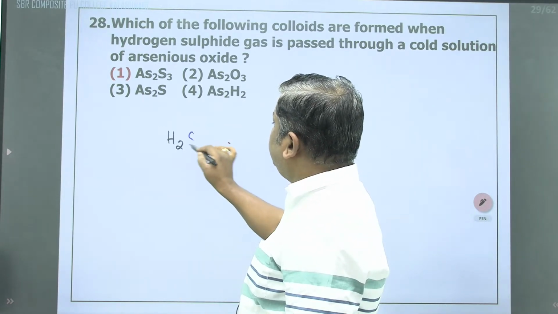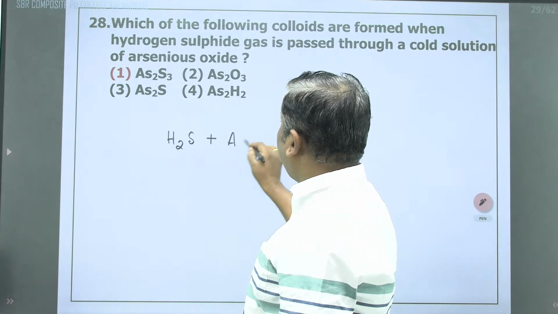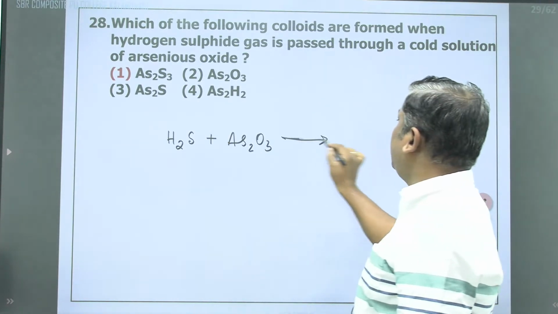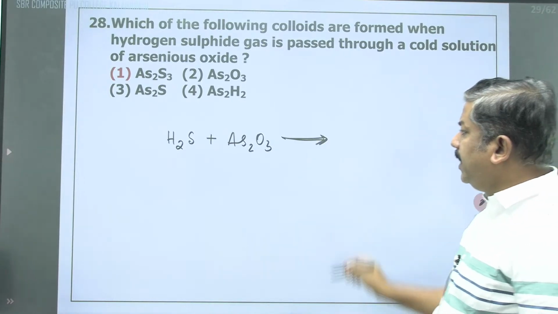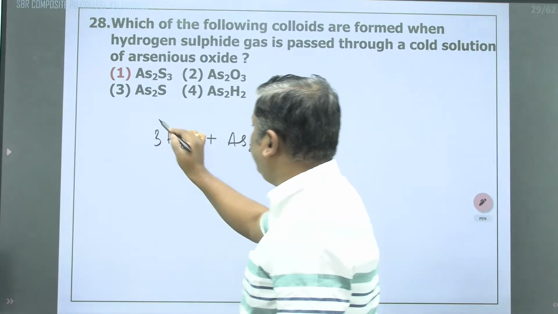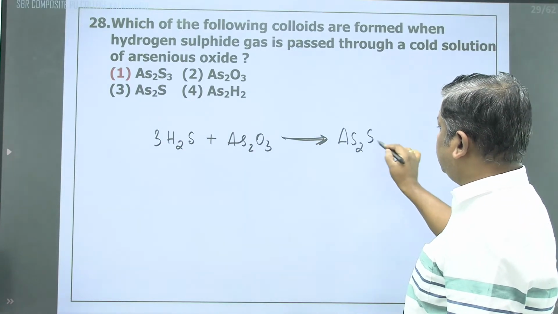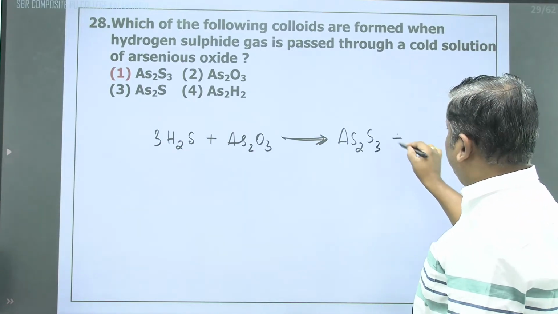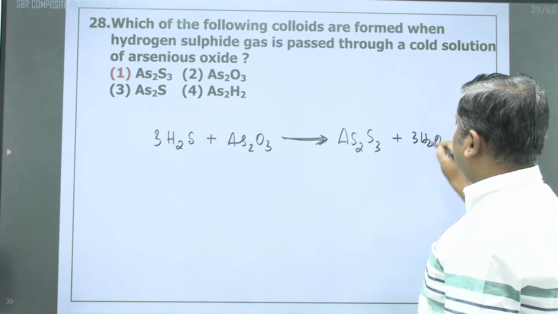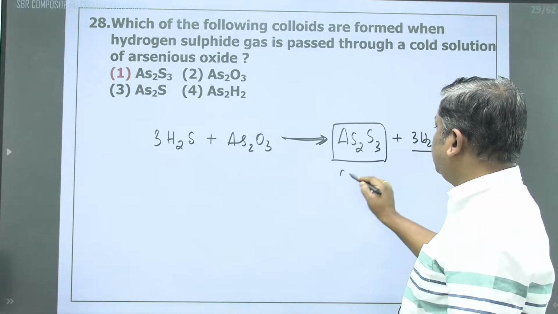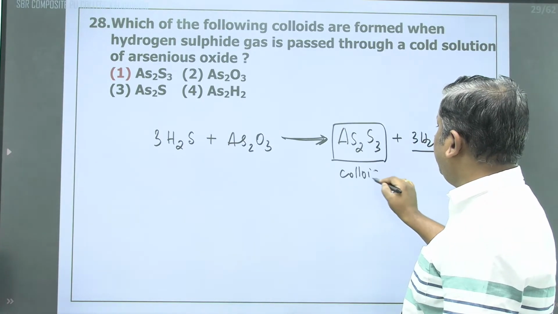Hydrogen sulfide H2S is passed into arsenious oxide As2O3. What happens here? This is a double displacement reaction. Take 3 moles of H2S here. Now, the substance produced is As2S3 plus 3 moles of water. So this is the process of formation of a colloid here. This colloid is a negatively charged colloid.